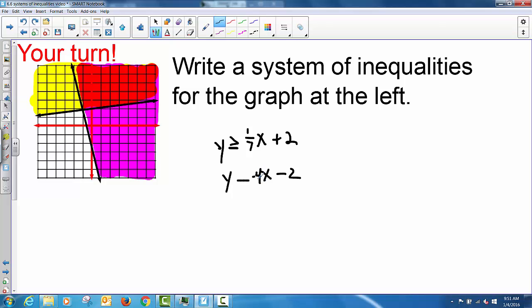Now did we shade above it or below it? Okay? Above it or below it. So here's the line. Did we shade above it or below it? We shaded above it, correct. So that means it will be y is greater than or equal to.